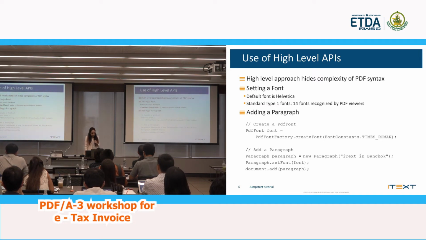So it hides the complexity of the PDF syntax. What you can do with the high-level APIs, we'll look at some of the code snippets also. You can set a font. The default font that iText gives is Helvetica, but there are 14 different types of fonts that the PDF specs allow. These are the English fonts.